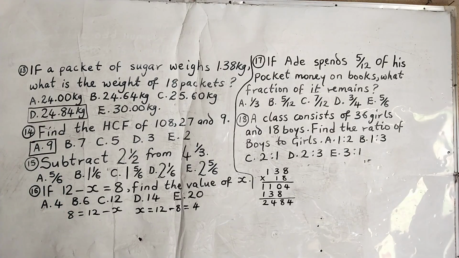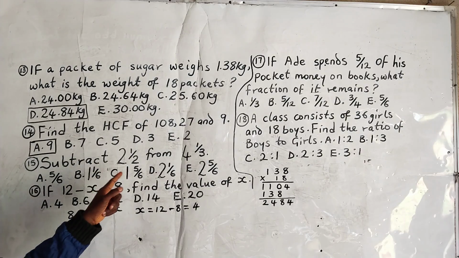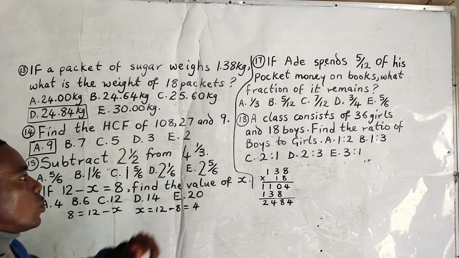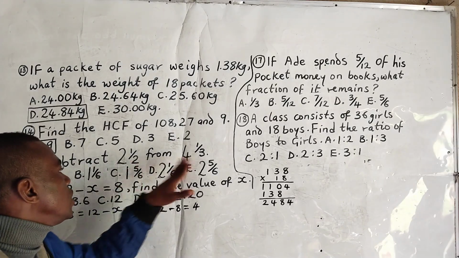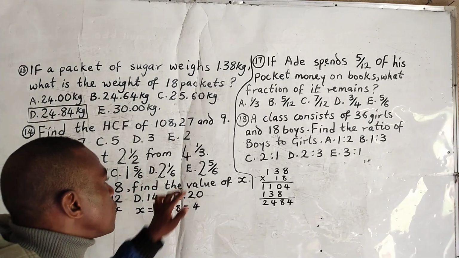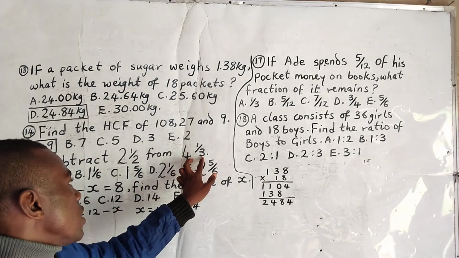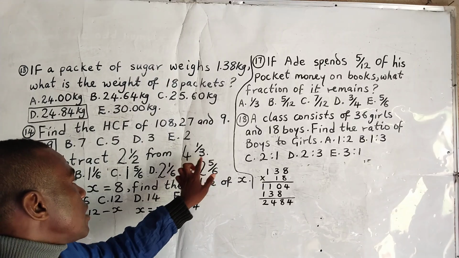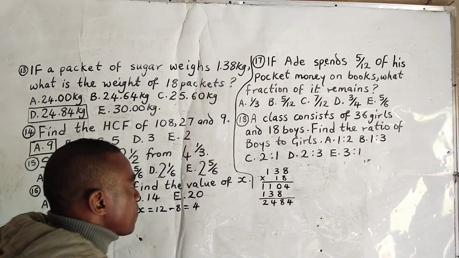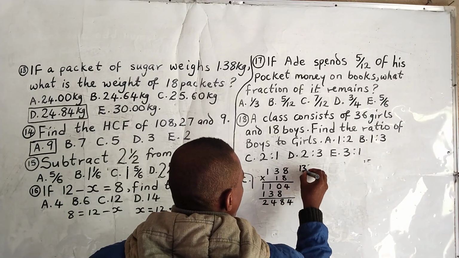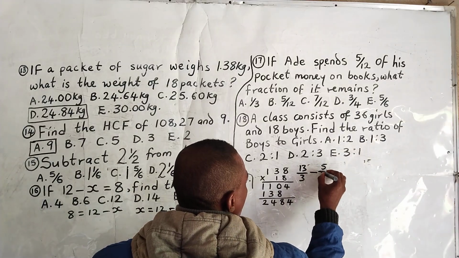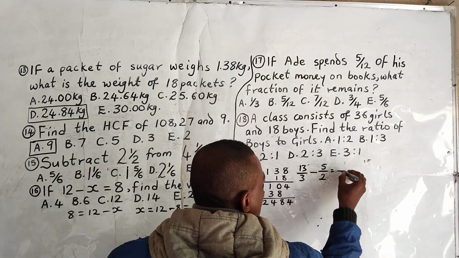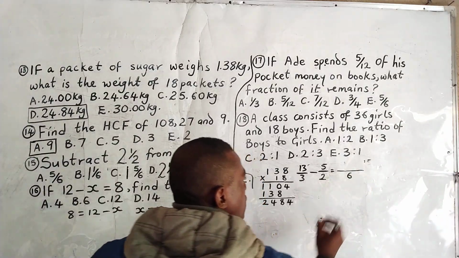We move to question number 15. In question number 15, we are asked to subtract 2.5 from 4 whole number 1/3. For us to do that, we need to change this to an improper fraction. Multiplying 3 by 4, 12, plus 1, it will give us 13 over 3, minus 5 over 2. So when you find the LCM, it is 6.